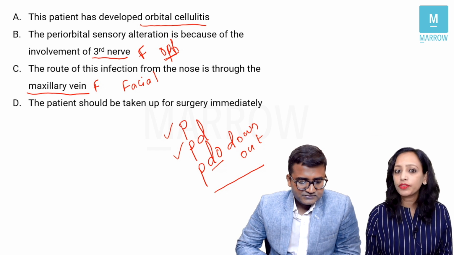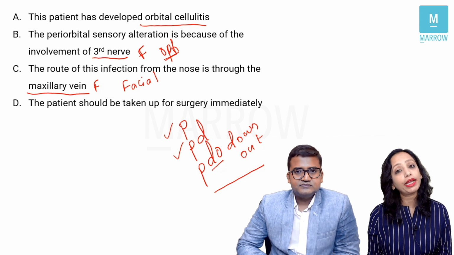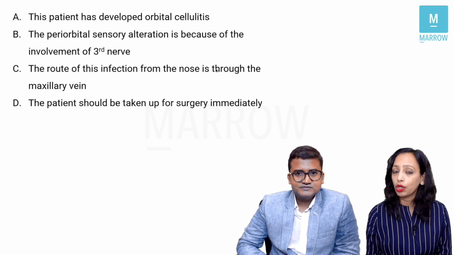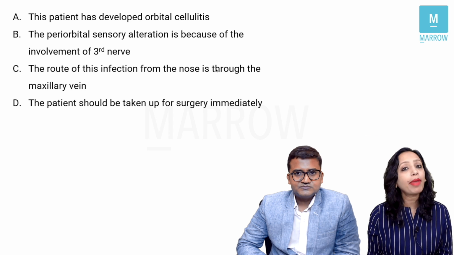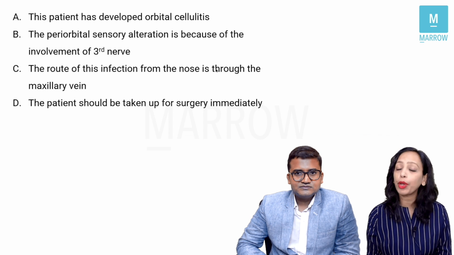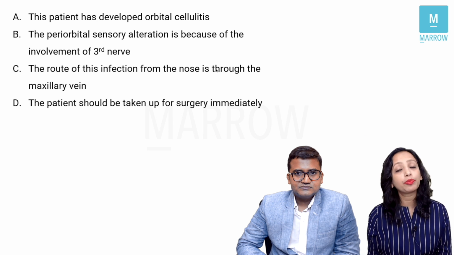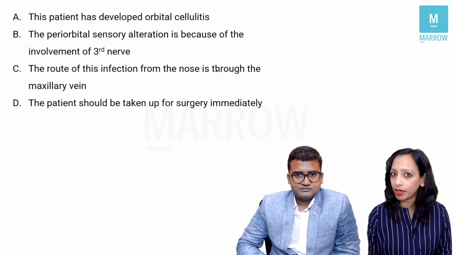So the fourth choice we have here is the patient should be taken up for surgery immediately. No, in cavernous sinus thrombosis, the primary management is medical. You have to admit the patient and give the patient a high dose of IV antibiotics. Broad spectrum antibiotics is what we give the patients here.